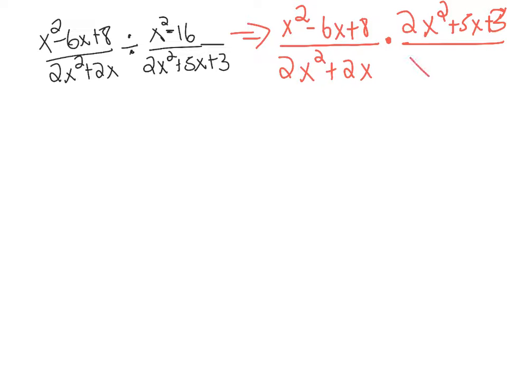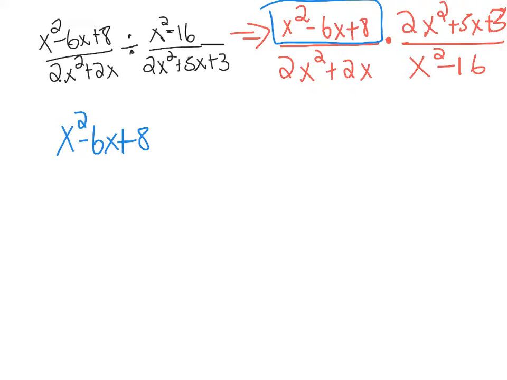Divided by x squared minus 16. Now we're going to simplify each part of the fraction by factoring. So we're going to start with the top part. That gives me x squared minus 6x plus 8. I have to always ask myself if I do have a GCF. In this case, I don't.